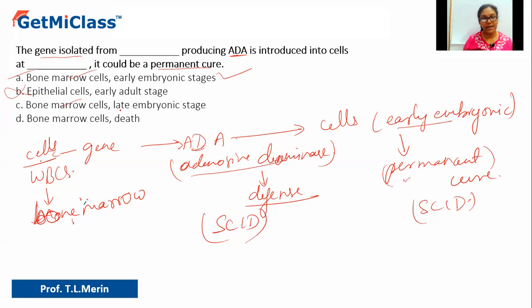Option C says bone marrow cells. That is correct, but late embryonic stage, because most of the cells would have already specialized, so they would have differentiated. So we want stem cells which occur at the early embryonic stage. Hence it is ruled out. Option D is bone marrow. That is correct, but at death. So at the time of death, what is the need of gene therapy? So what is the option? The correct option is option A.